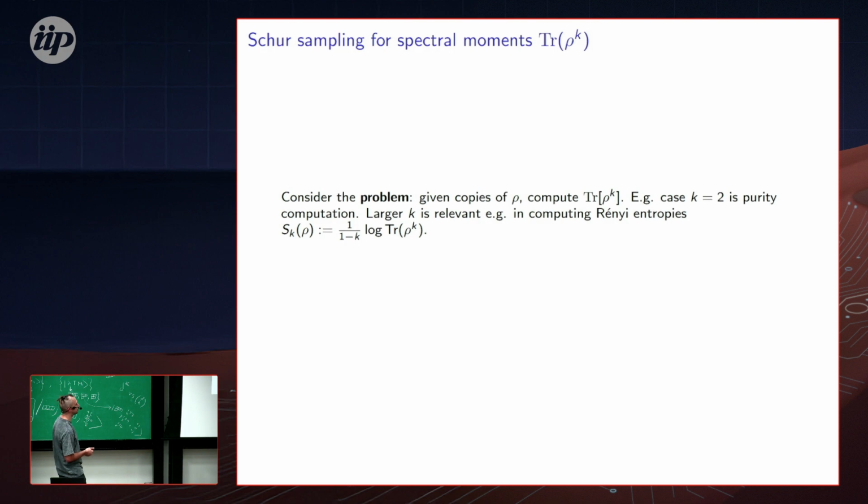But okay, so for larger k, what are you going to do? For example, if you want to compute Renyi entropies, you need to take a trace of rho to the k. So I'm going to show how the quantum Schur transform, or more generally Schur sampling, I don't need the quantum Schur transform, Schur sampling can do it. Why?